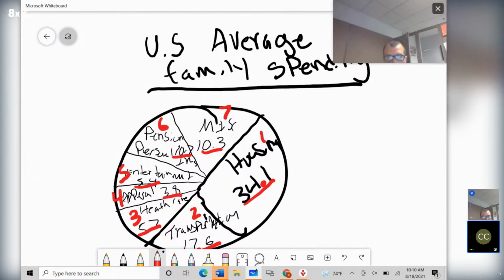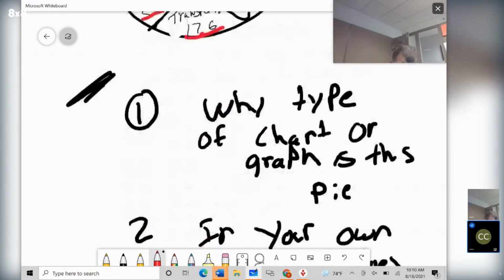You can pick any 3. Once again, it's just about getting 3 of them down. So if you put housing, transportation, miscellaneous, that's fine. If you put entertainment, apparel, healthcare, that's fine. You just need to pick 3 of these categories, put them down, because you're basically just saying this is what the U.S. average family spends their money on. So any 3 of those would be fine, okay?